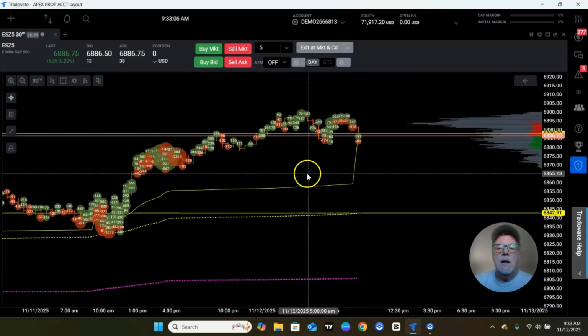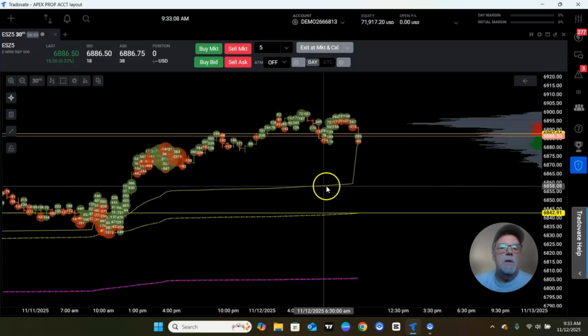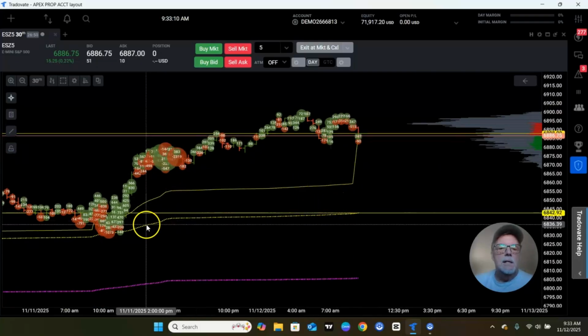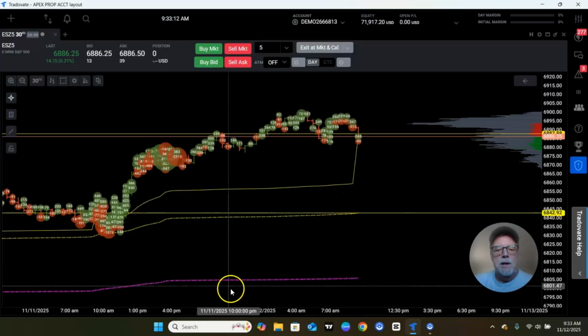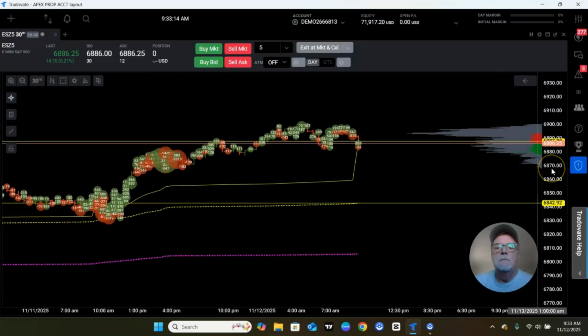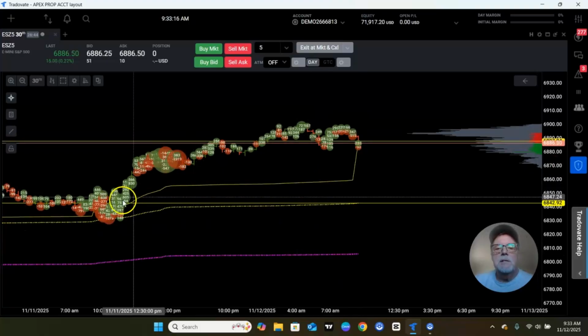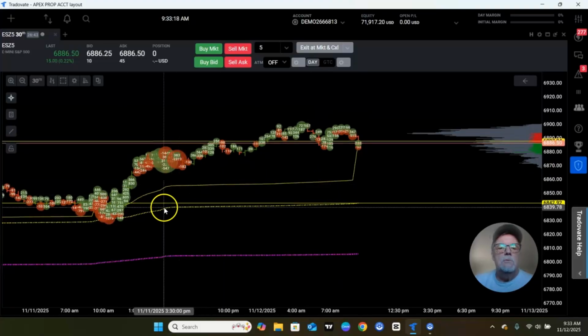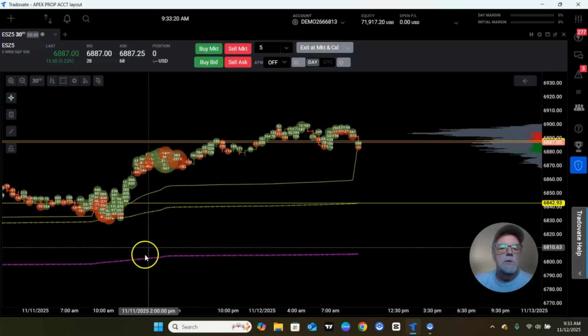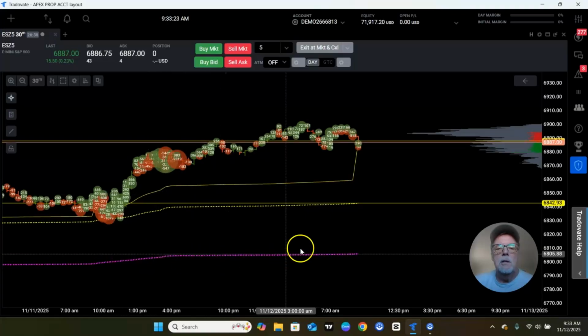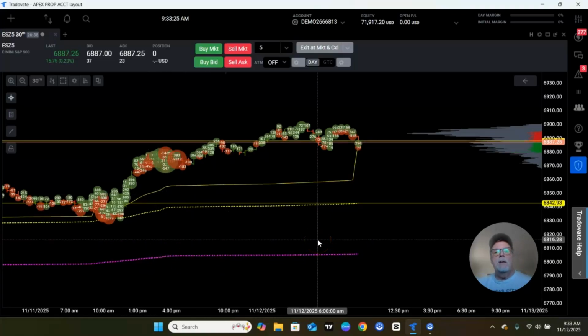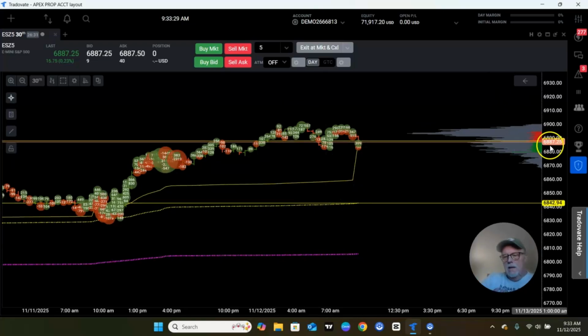You can see all I have on here is a daily VWAP here, a weekly VWAP here, and a monthly VWAP down here. And I've got them in these specific colors: solid yellow, striped yellow, and then the monthly in purple. I've got them that way, so I always know what's going on. I always keep my colors consistent.